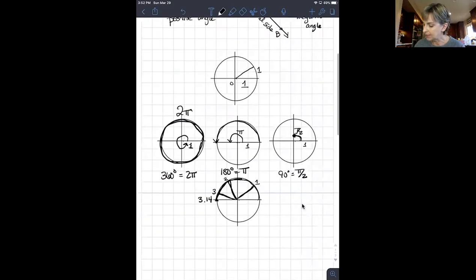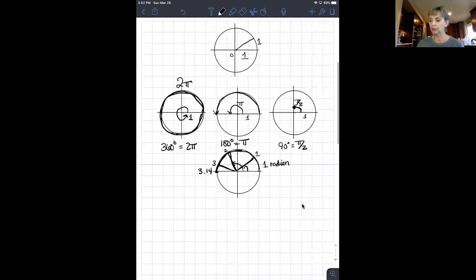So I could say this angle is 1 radian. Or I could say that one right there, that's 2 radians. Okay, so that's a real quick little lesson there on what a radian is and how it's different than degrees.